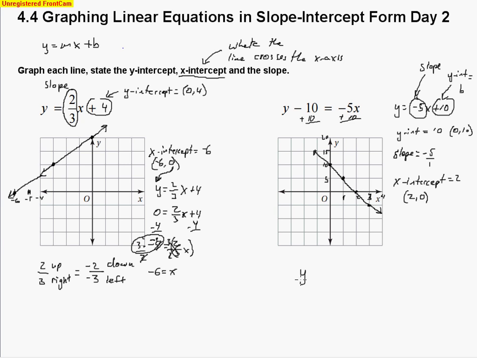Let's use the original equation, y minus 10 equals -5x. Let's set y equal to 0, and then I just have -10 equals -5x. See, if I divide by -5, I end up with 2. 2 is x, and that's the same value I got for the x-intercept when I looked at the graph. So we're going to use that concept on this next problem.